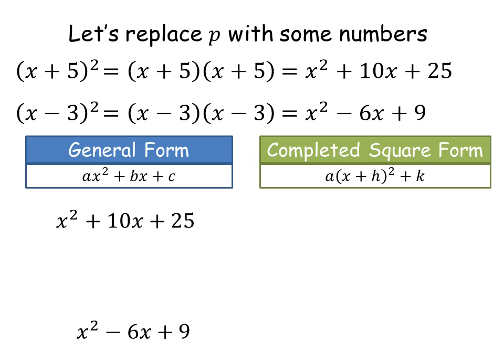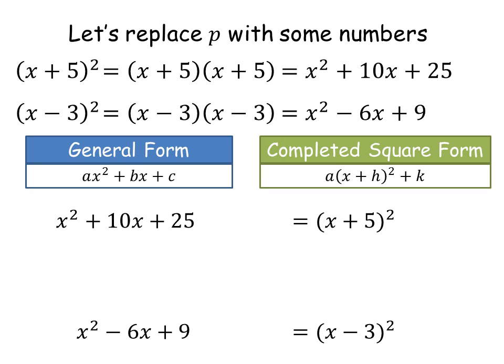Well, do we have a completed square form? And as a matter of fact, we do. x squared plus 10x plus 25 is equal to (x plus 5) all squared. Well, a is 1, h is 5, and k is 0. And here again, we have a is 1, h in this case is negative 3, and again, k is 0.